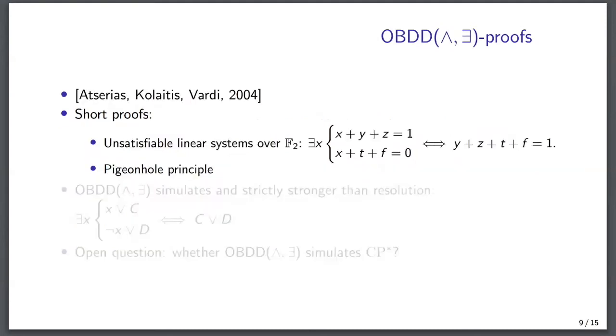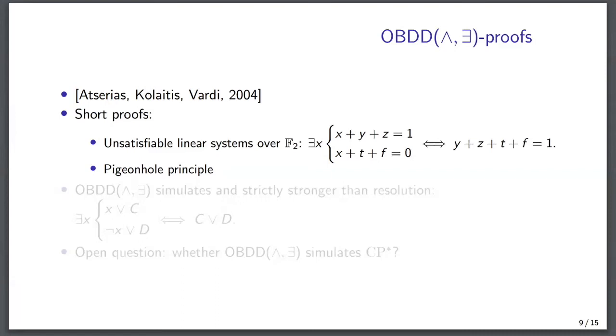Okay, the next proof system I want to discuss is the one where we add the projection rule. This proof system was defined by Tseitin, Kalaitis, and Vardi, and it has short proofs of unsatisfiable linear systems. This is because, first of all, we already know that OBDDs have short representations of parities. If we have a linear system over F2, then every equation is a parity or negation of parity.